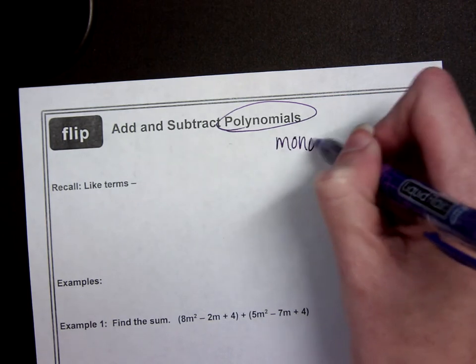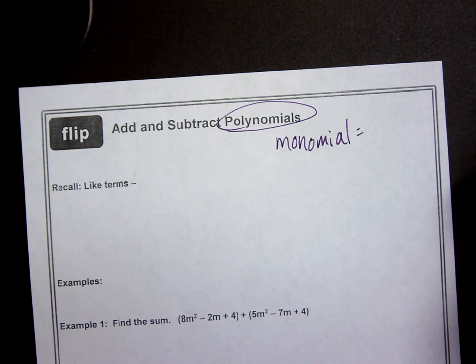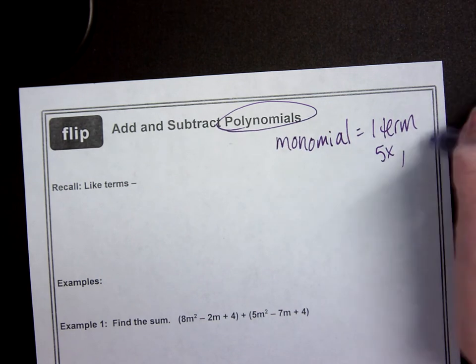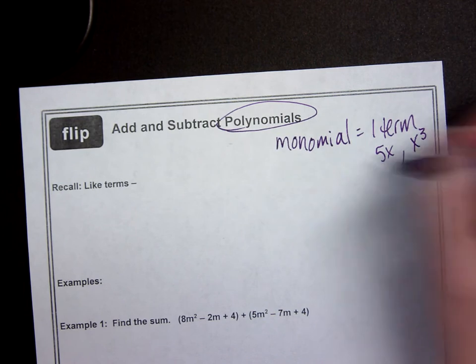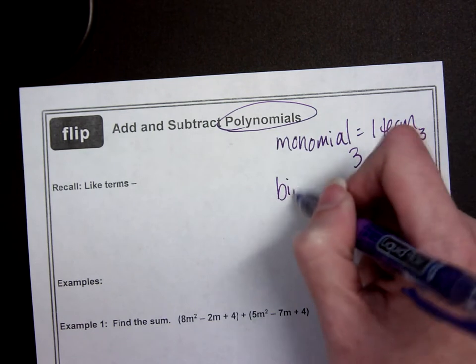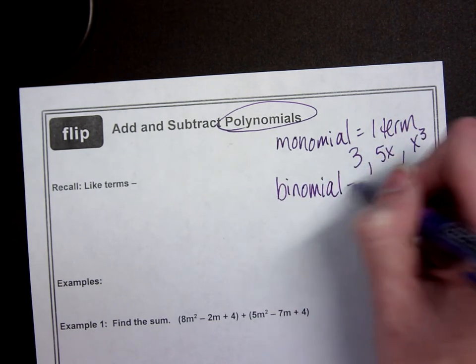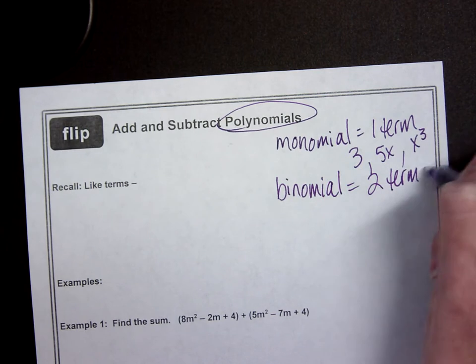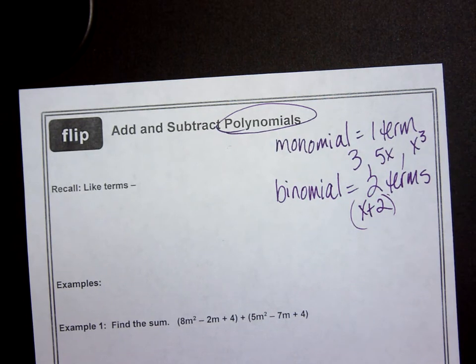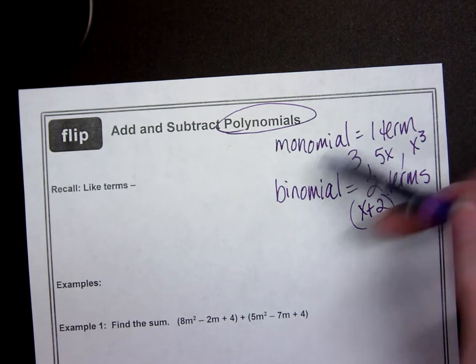I could talk about a monomial, and that just means there's one term. So, for example, 5x is a monomial. X cubed is a monomial. 3, right? One term. A binomial means two terms, right? X plus 2. That is a binomial. Trinomial, 3 terms. Anything more than that, it gets a little tedious, and they're just commonly referred to as polynomials.